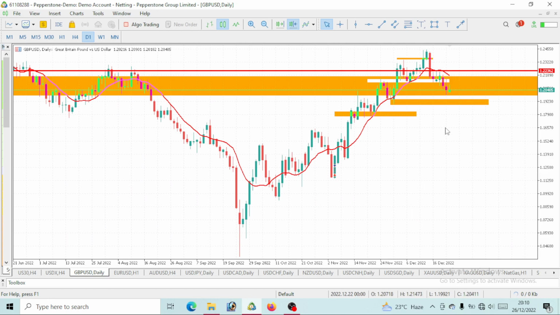That should now take us to the GBP. That should take us to our GBPUSD, right? We can see the full trend. It is an uptrend move.